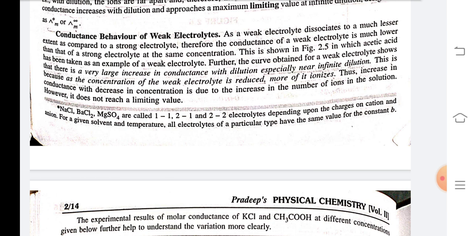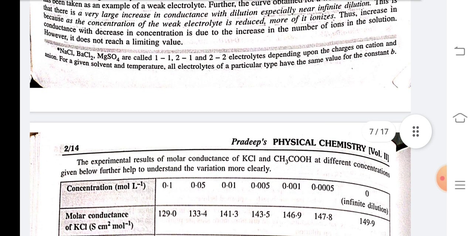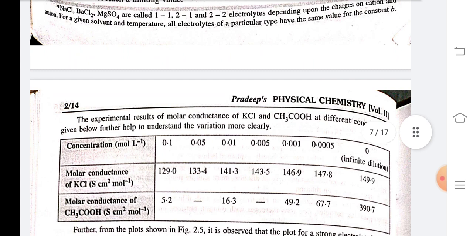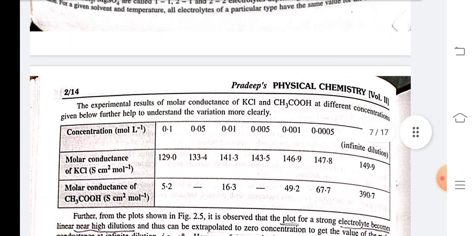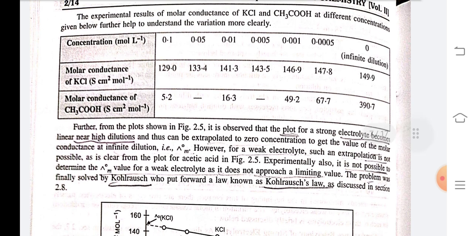Further, the curve obtained for a weak electrolyte shows that there is a very large increase in conductance with dilution, especially near infinite dilution. This is because as the concentration of the weak electrolyte is reduced, more of it ionizes. Thus, the increase in conductance with decrease in concentration is due to the increase in the number of ions in the solution. However, it does not reach a limiting value. The experimental results of molar conductance of KCl and CH3COOH at different concentrations given below further help to understand the variation more clearly.